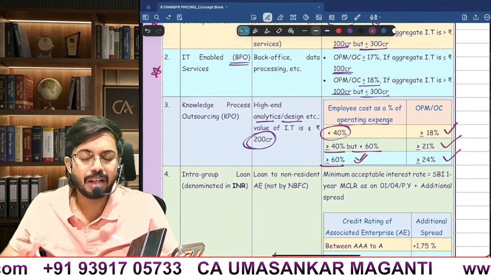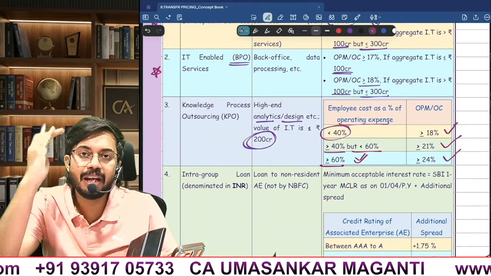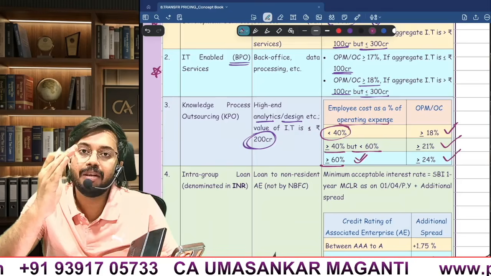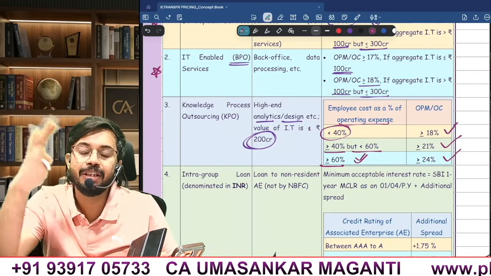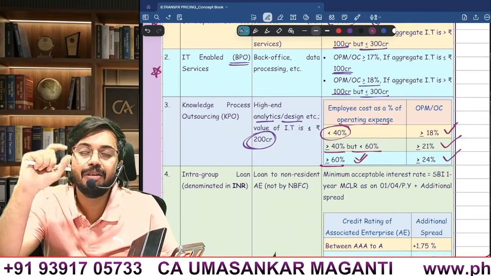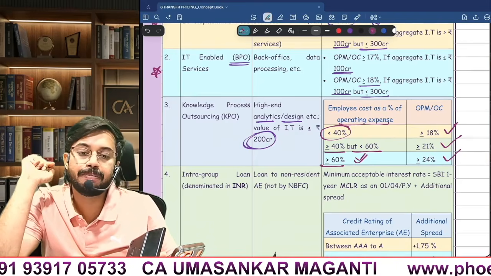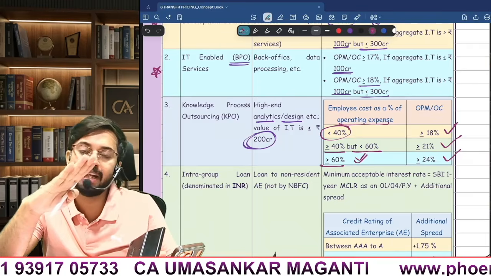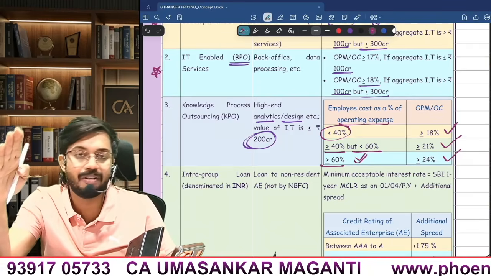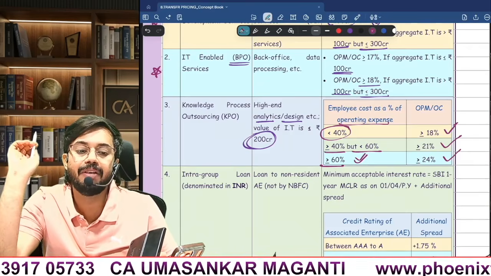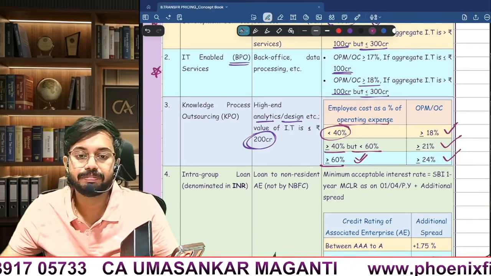So this is not that important. Still, you can remember 18, 21, 24. Up to 40, 40 to 60, above 60. So you have to remember two things: 40 to 60 margin, 18, 21, 24. Knowledge process outsourcing: below 40, 18%. 40 to 60, 21%. Above 60, 24%. Are you able to understand? Clear everybody? Confirm.